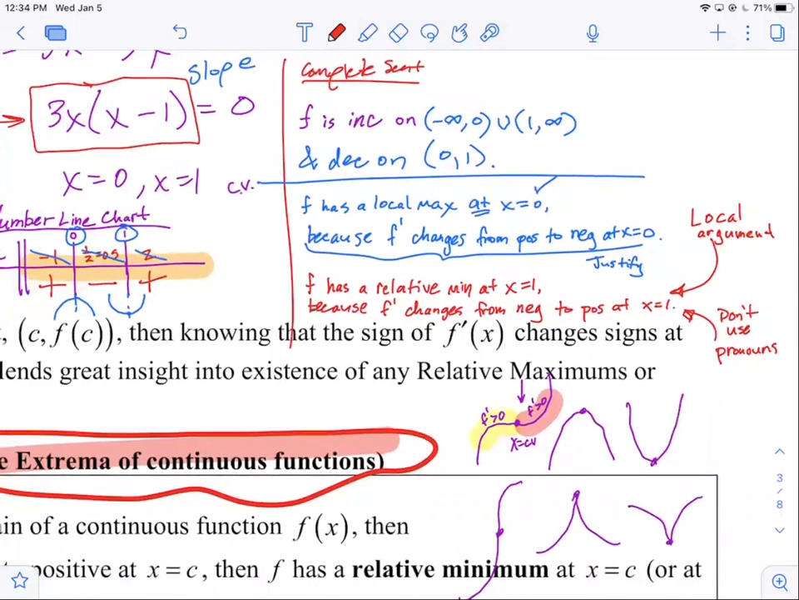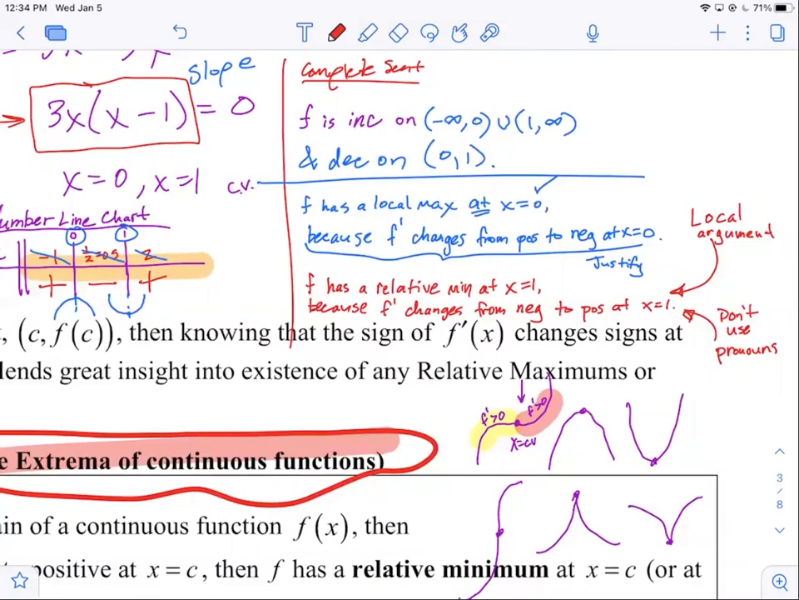You can't just say there's a relative min at X equals 1 because F prime is negative to the left and positive to the right. Because when you say negative to the left, that's not local, that's where? That's global, that's everywhere to the left. And when you say to the right, that's everywhere to the right, and that's not necessarily true. But when you say it changes from negative to positive at that point, they acknowledge that as a local argument.